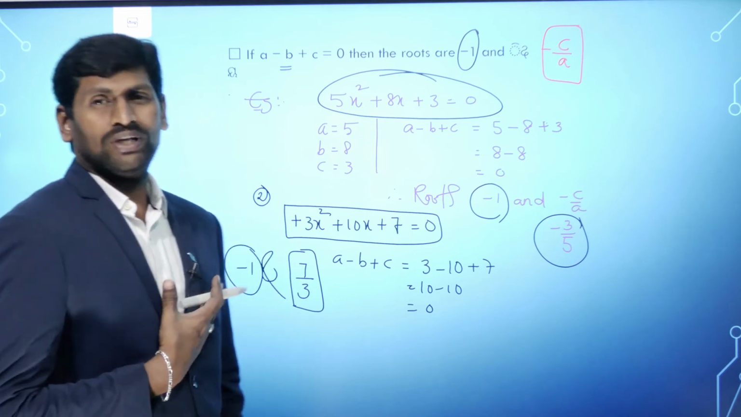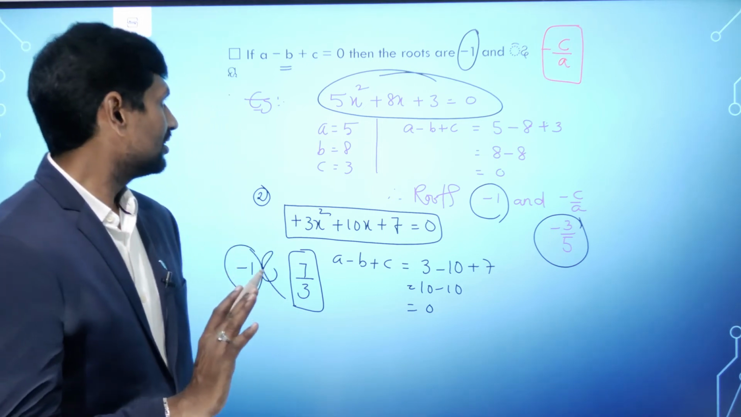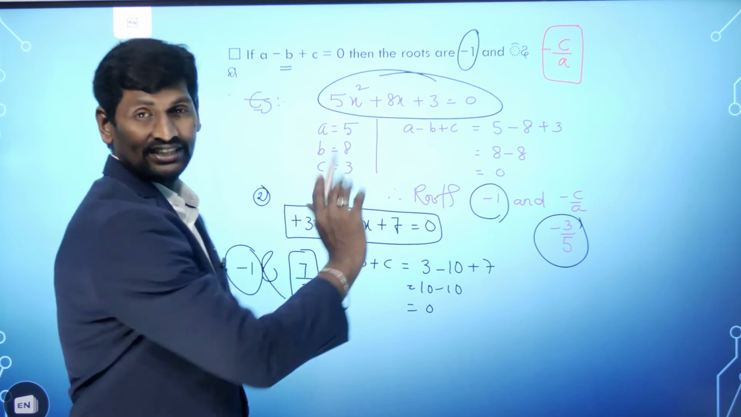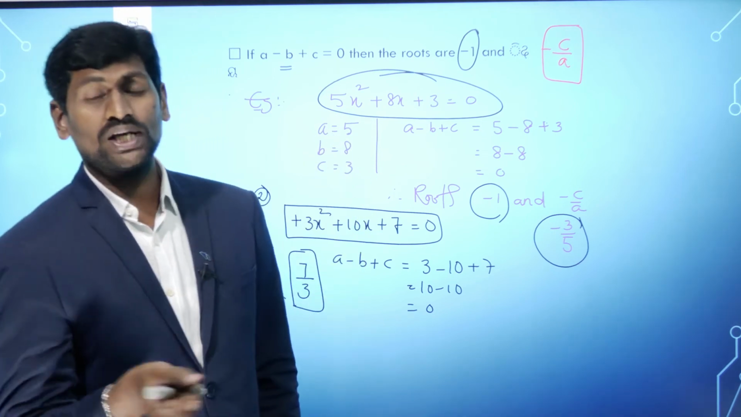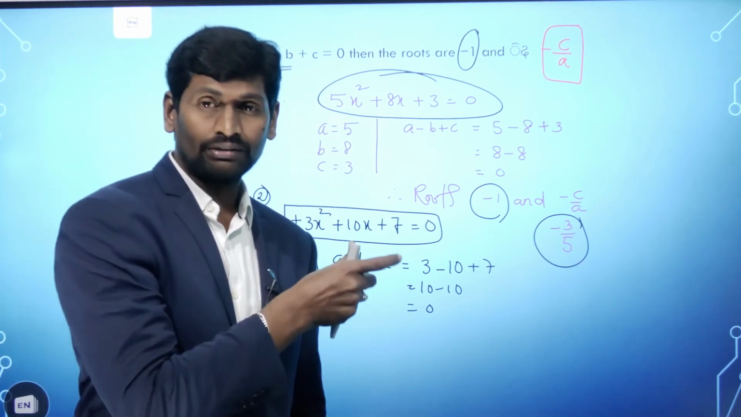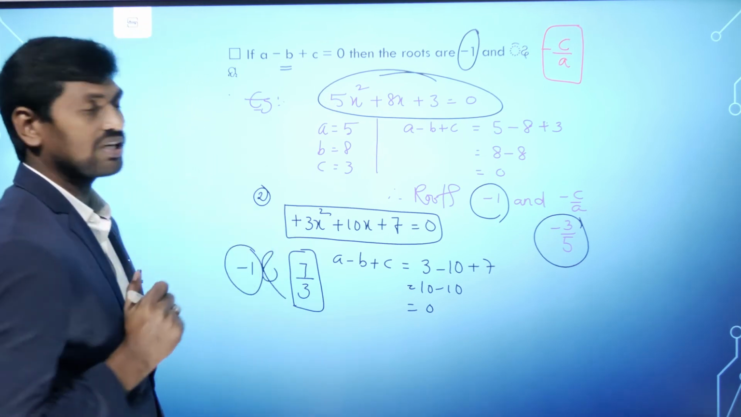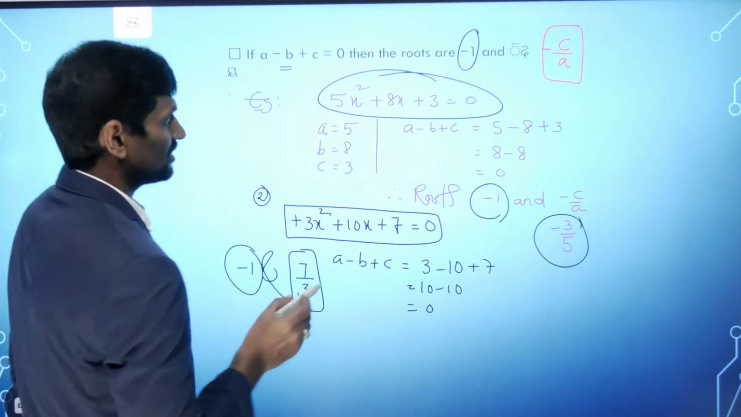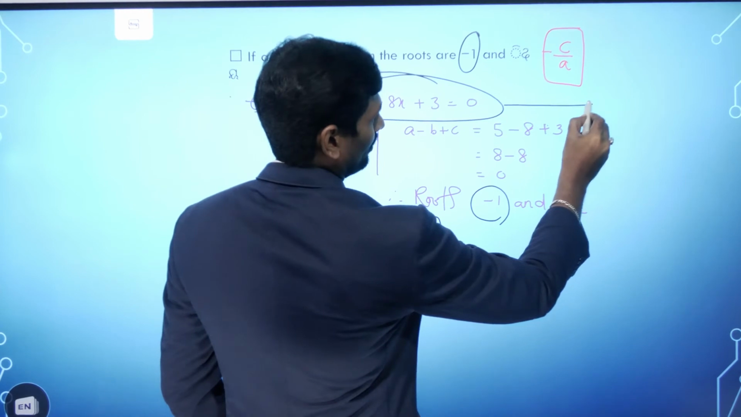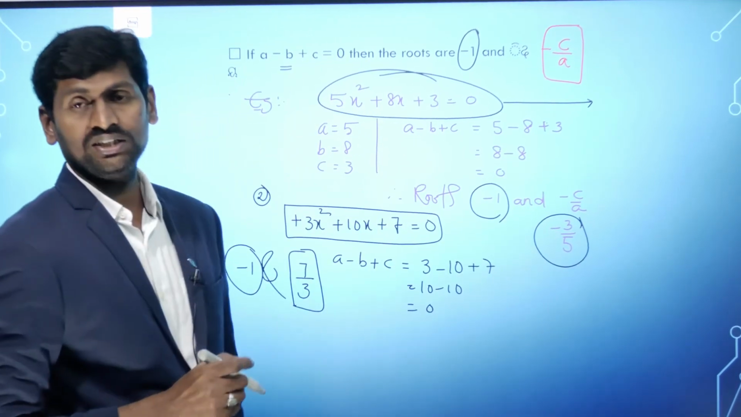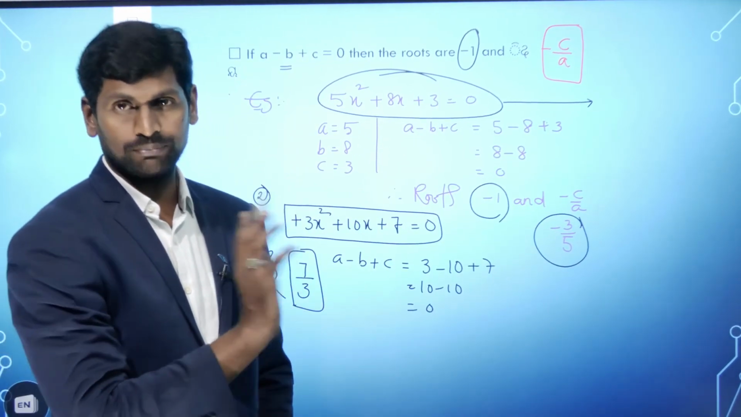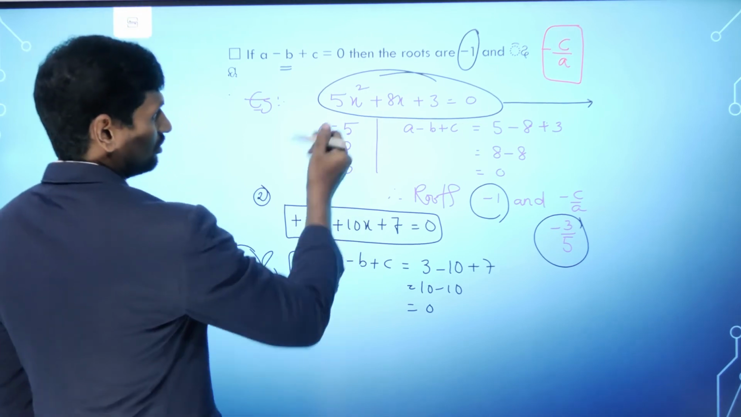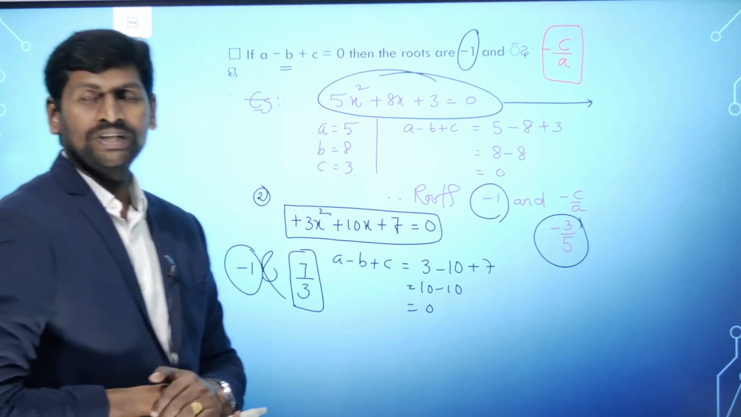Right. Now we are just applying only the condition, right? But if you do the general method like splitting the middle term, does it satisfy or not? Let us check. That means for this given equation, I am going to find the roots by using splitting the middle term. Okay. Now, what are the rules for splitting the middle term?